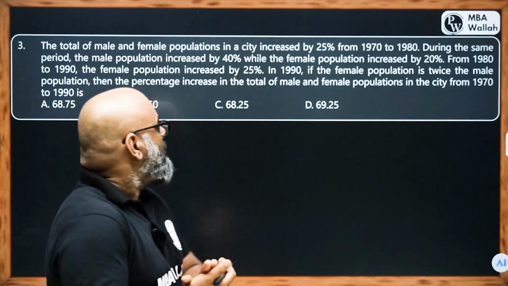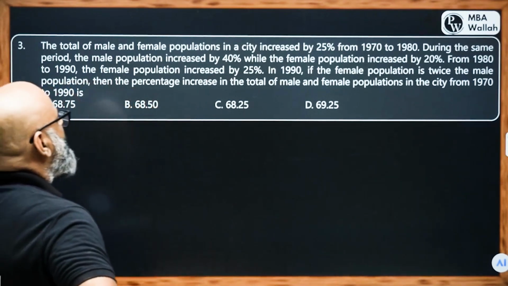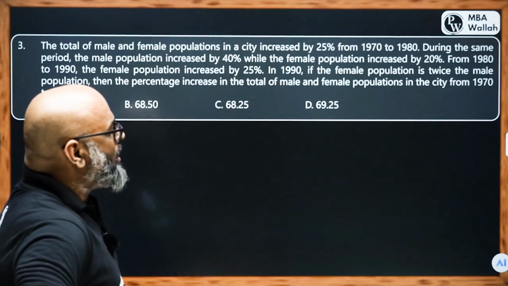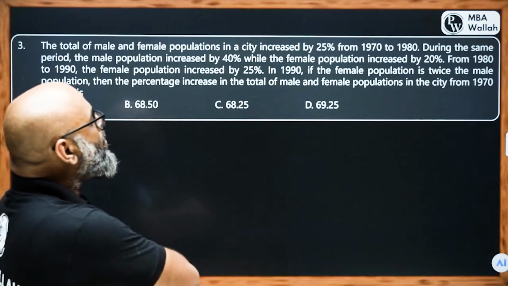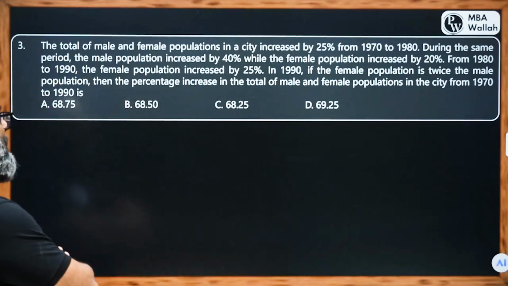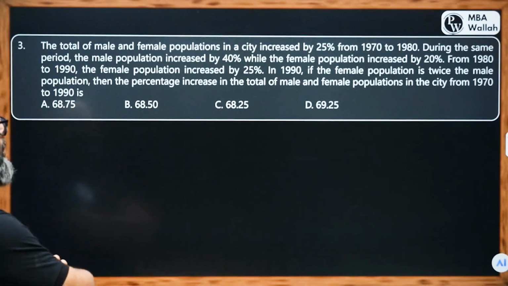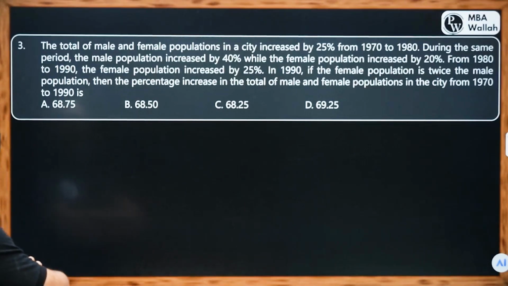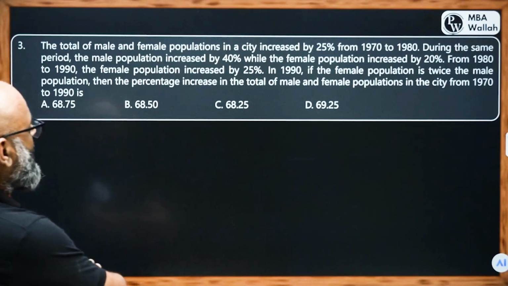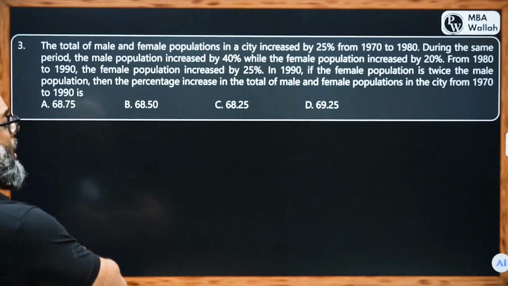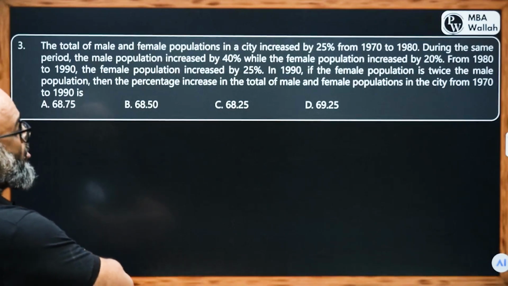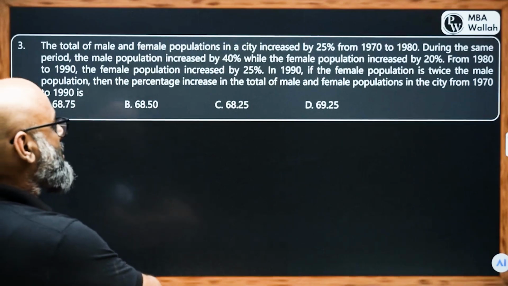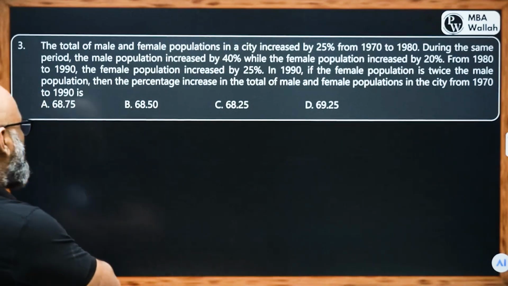And here we solve. The total of male and female populations in a city increases by 25% from 1970 to 1980. During the same period, the male population increased by 40%, while the female population increased by 20%. From 1980 to 1990, the female population increased by 25%. In 1990, if the female population is twice the male population, then find the percentage increase in the total male and female populations in the city from 1970 to 1990.